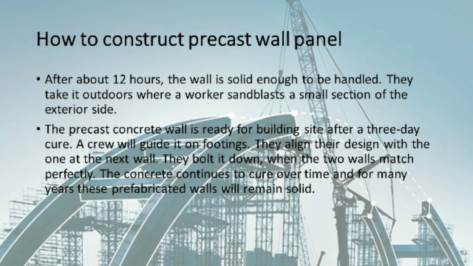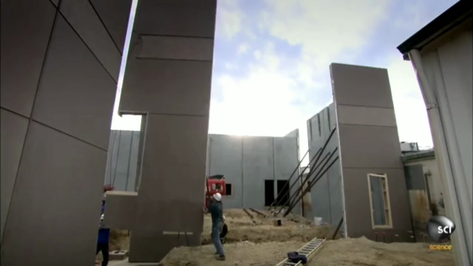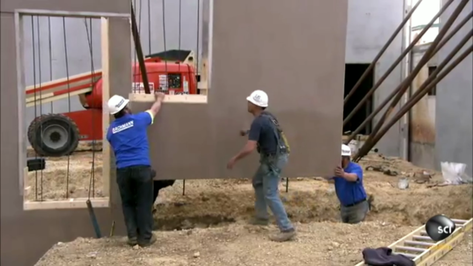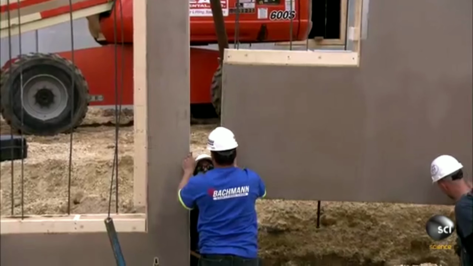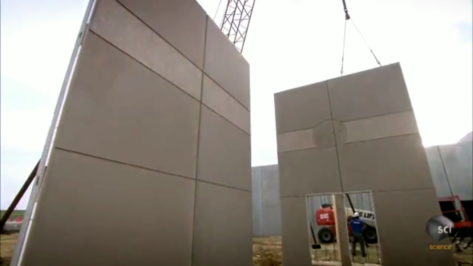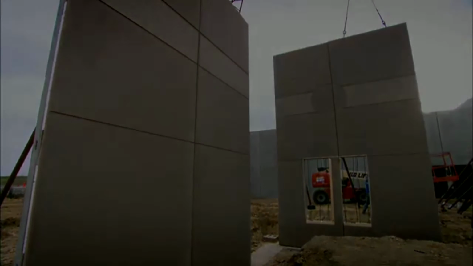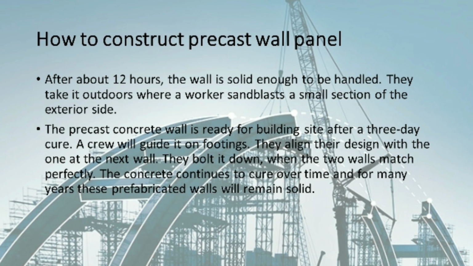They take it outdoors where a worker sandblasts a small section of the exterior side. The precast concrete wall is ready for the building site after a 3-day cure. A crew will guide it onto footings. They align its design with the one on the next wall. They bolt it down. When the two walls match perfectly, the concrete continues to cure over time. For many years, these prefabricated walls will remain solid.